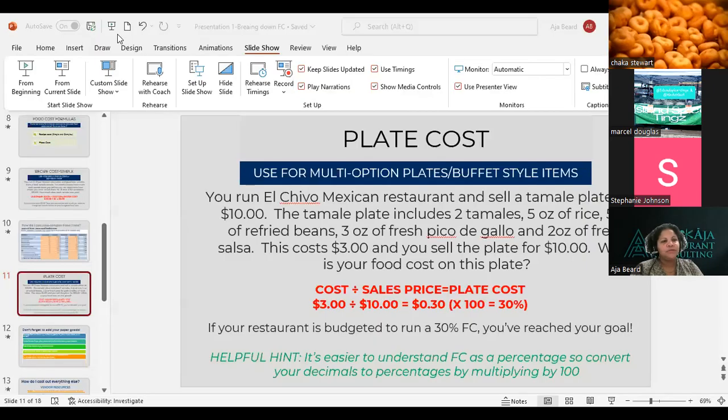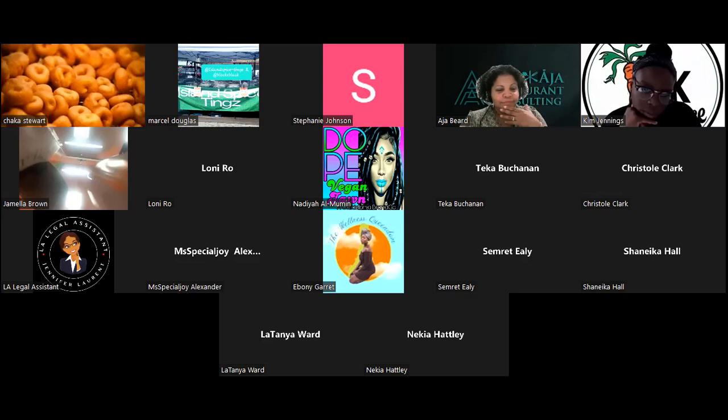This is what we would do. So instead of a tamale plate, it's our jerk chicken plate, leg quarter, and then we would need to measure out how much rice, how much beans, how much plantain, and the veggies. Say I did steamed cabbage with carrots.